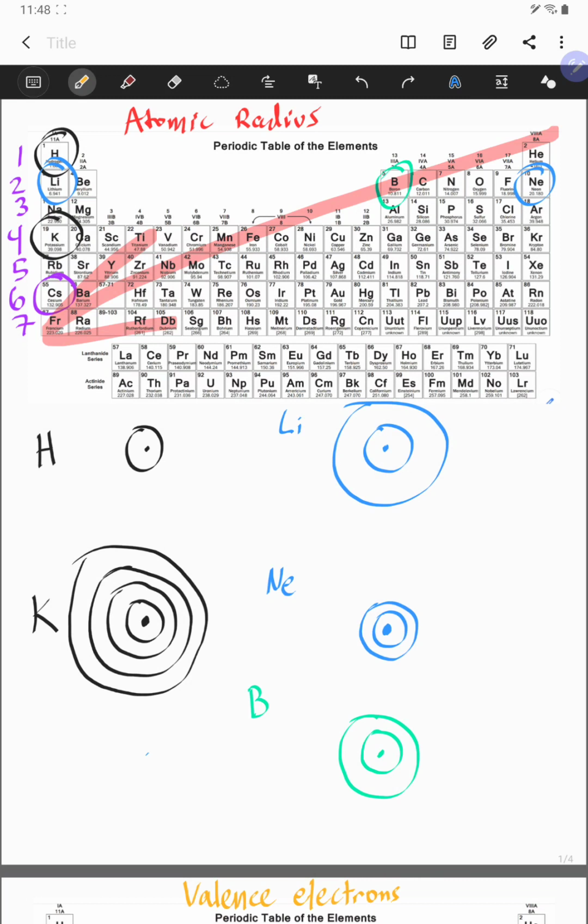All right, so hopefully that was helpful describing atomic radius, a very important trend with the periodic table. We're going to be discussing more trends in future videos. The periodic table is arranged in such a way that there are lots of trends that allow us to predict a lot about elements just by looking at where they're at on the periodic table.